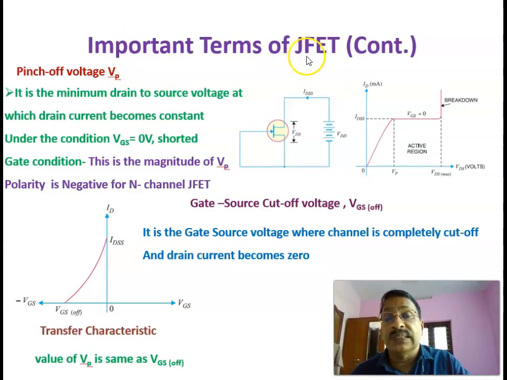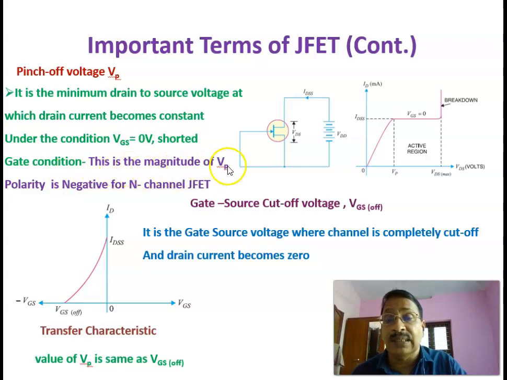Continuing the important terms of junction field effect transistor, the pinch off voltage is represented by VP. It is the minimum drain to source voltage at which the drain current becomes constant, under the condition VGS equal to 0. Corresponding to VGS equals 0, the current becomes constant. The minimum value of that VDS is called the pinch off voltage, under the shorted gate condition.